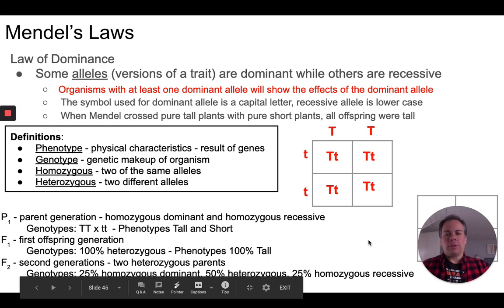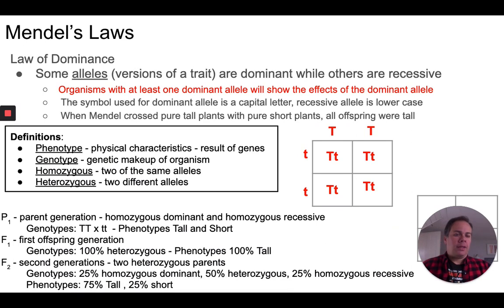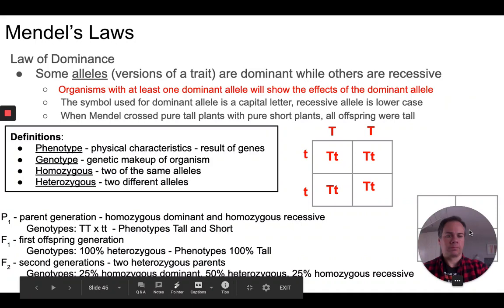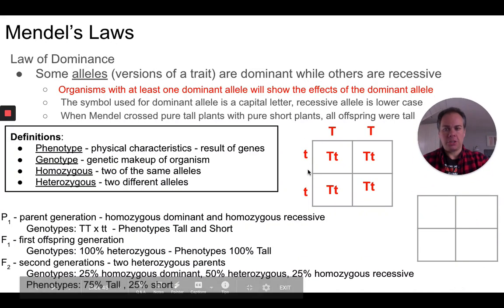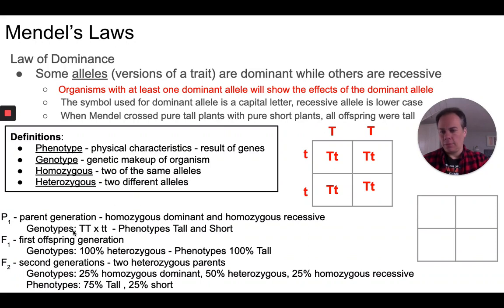So when Mendel was doing these crosses, he used some symbols. He called the original starting parent generation the P1 generation. So this would be the parent generation. This is the P1 generation. So when he crossed the pure tall and the pure short plants, the homozygous dominant plant with the homozygous recessive plant, what he found is that the phenotypes were all tall.